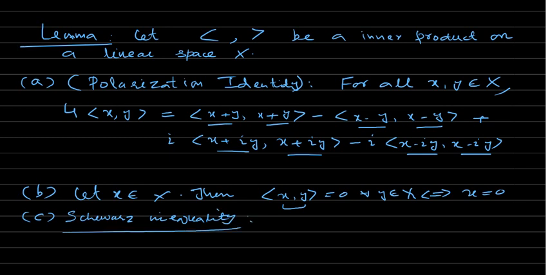For all x, y belongs to X. We have this Schwarz inequality for all x, y in X. So we have the mod of the inner product of x, y. So it's a mod of a complex number actually.